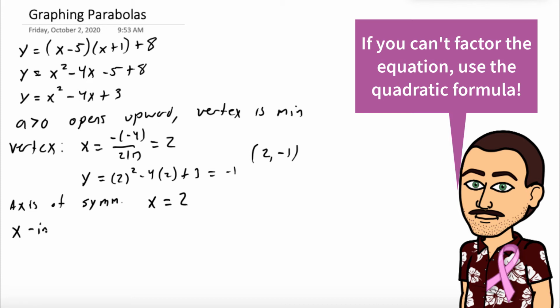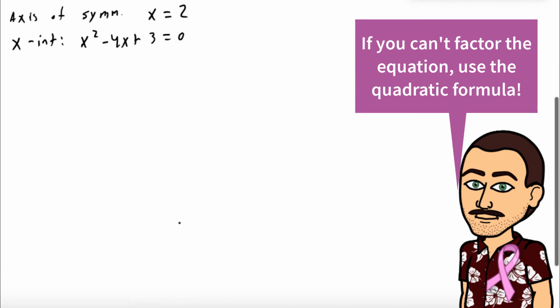Now we want to find the x-intercepts. So what we do is we take our function, we set it equal to 0. So x squared minus 4x plus 3 equals 0. We could use the quadratic formula, or we could factor. It turns out factoring is not that bad here. So it's x minus 3 times x minus 1 is equal to 0.